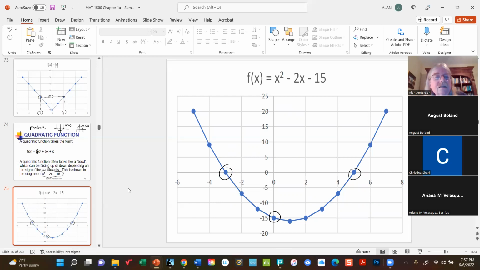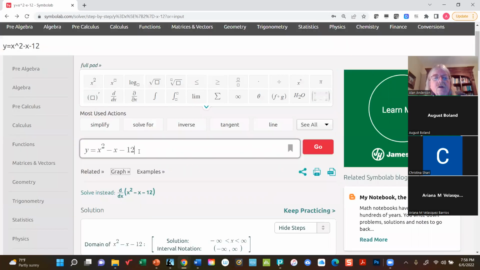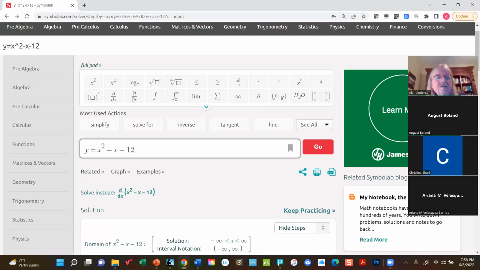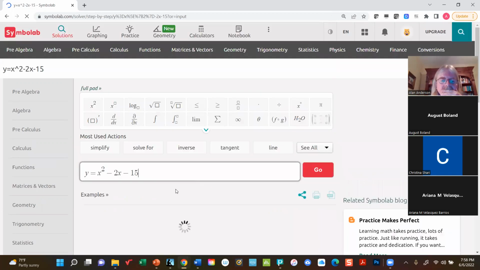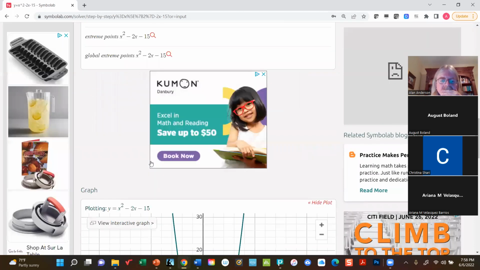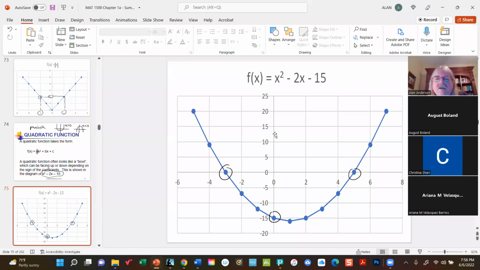Now, let's see, where are we? Or we could just do the work ourselves. But let's just quickly run into Symbolab and see what it looks like. X squared minus 2x minus 15. There they are. Negative 3, 0 and positive 5, 0. Okay, well, that was nice and straightforward. So we could have just factored it out to find those two points.